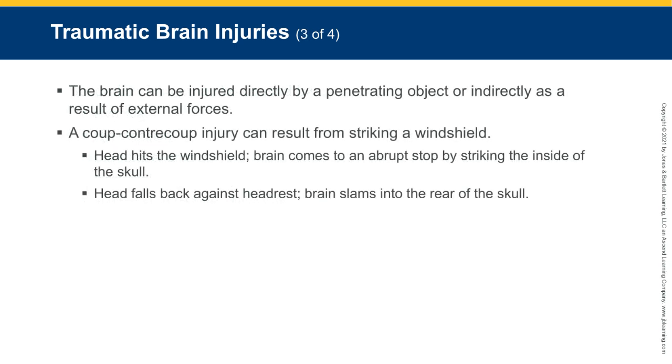The brain can be injured directly by a penetrating object or indirectly due to external forces. A common example is the coup-contrecoup injury, which occurs when the brain strikes the inside of the skull upon impact, then rebounds and strikes the opposite side of the skull. This type of injury is common in motor vehicle collisions.